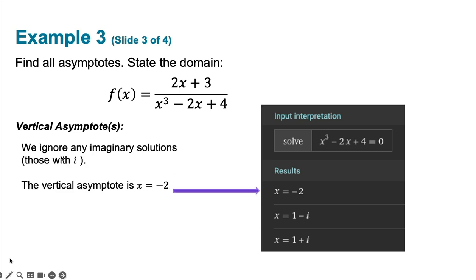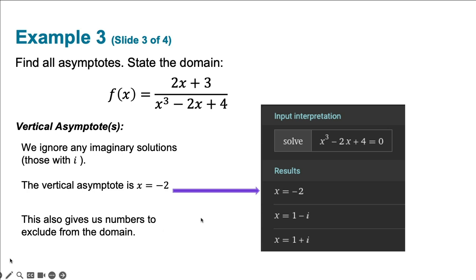So we're going to ignore any imaginary solutions. Those are solutions that have an i in them. And it just so happens that there are 2 of those here, so we're ignoring those. And we're only going to use the solution x equals negative 2. So that is our vertical asymptote, x equals negative 2. This also gives us numbers to exclude from the domain.